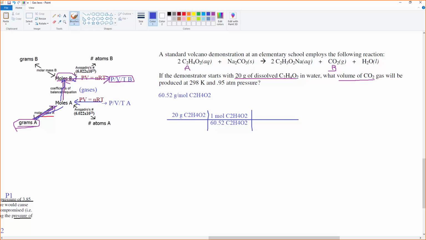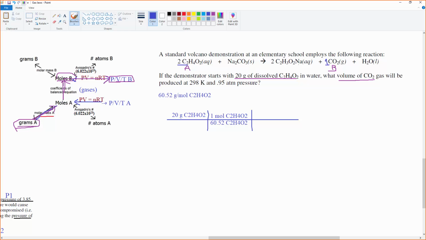Yes, so we got to here. Now it says to go here, we need the coefficients of that balanced equation. And we're going from 2 moles of C2H4O2 to, this looks like it's balanced because I do have some numbers here. So it should be 1 mole here. Did anybody verify, is this actually balanced?